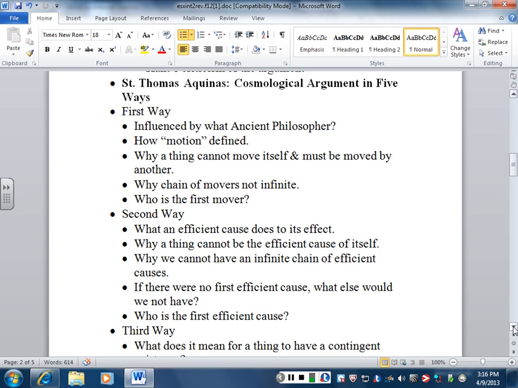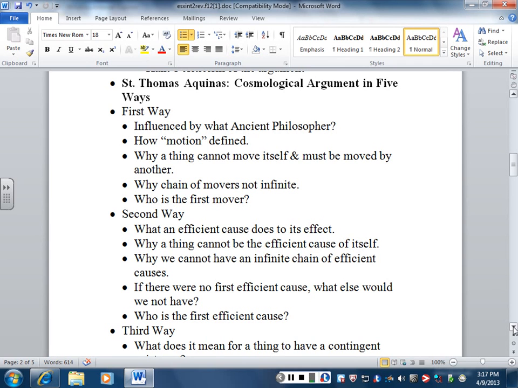Here again, he says we can't have an infinite chain of efficient causes because, he says, if that were the case, there would be no first cause, but then that would mean there are no intermediate causes, and there wouldn't be any final result. So he said there must have been a first cause, and that first cause is God.